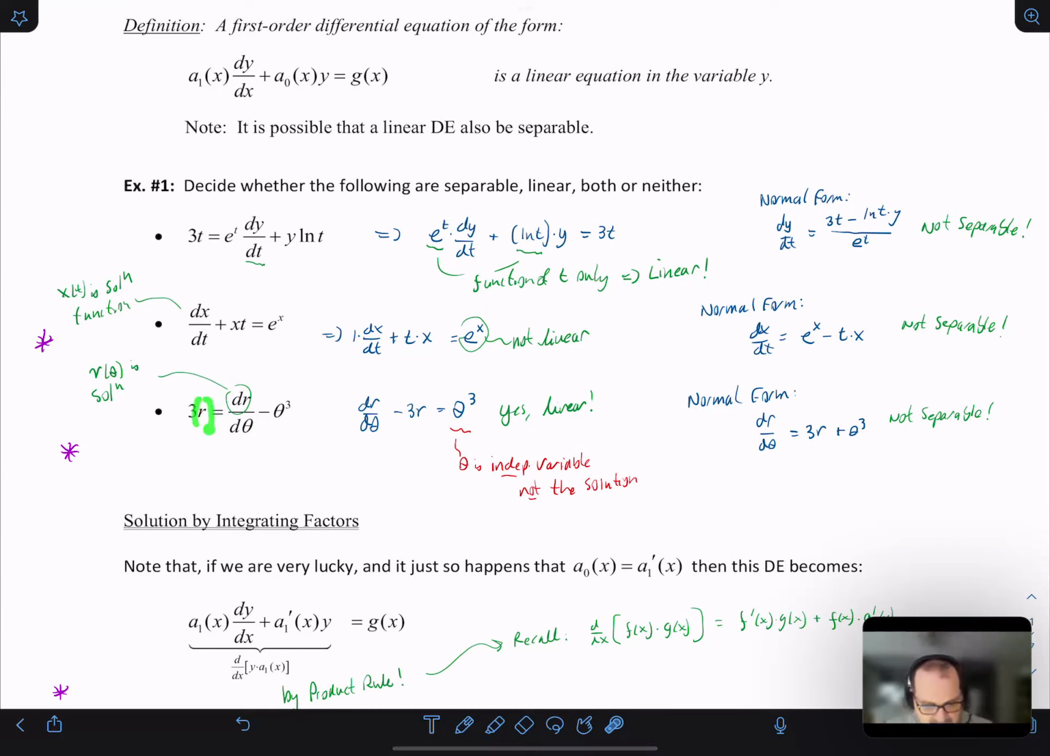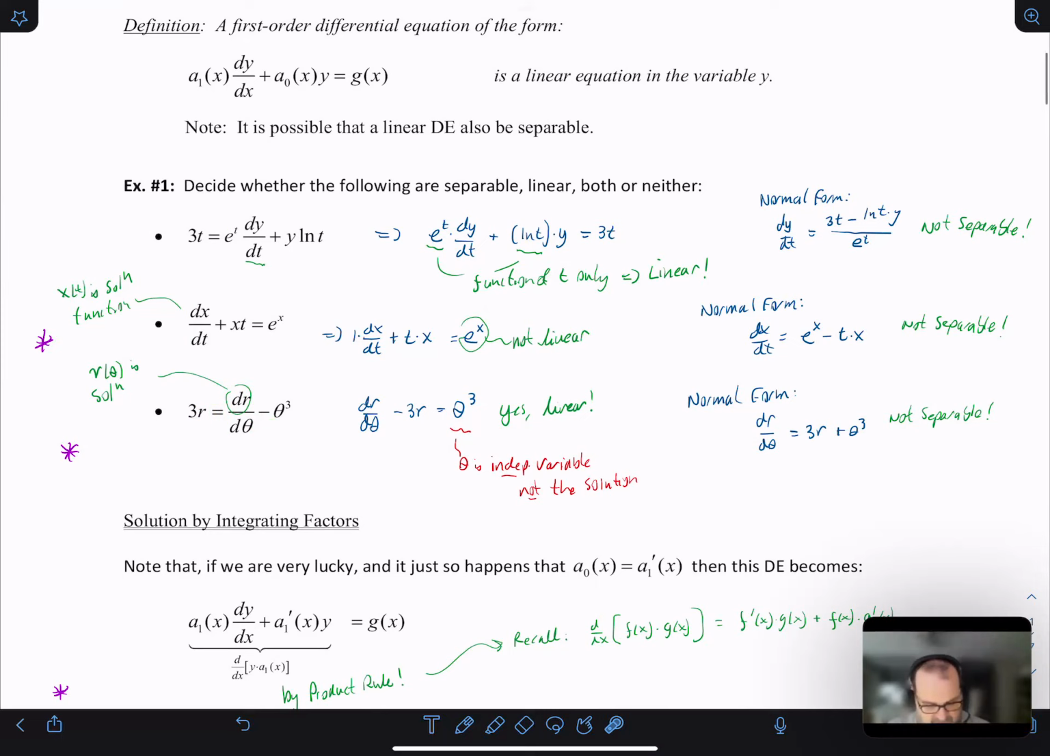So I need r to be to the first power only. I need dr d theta to be the first power only. The only other thing here is a theta cubed. That is not linear, but it is not about r, so we don't care. So this one is linear. This is a linear DE. All right, so here's some more to try on my open math.